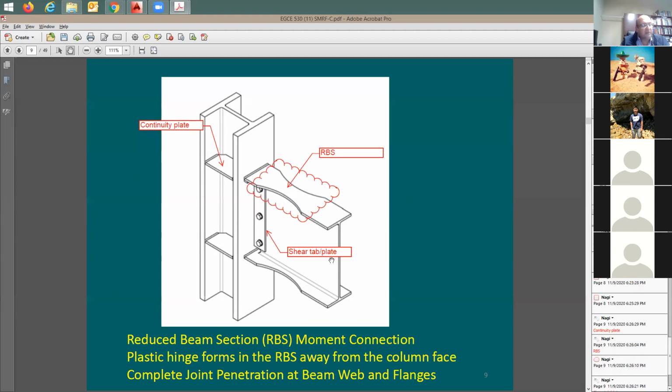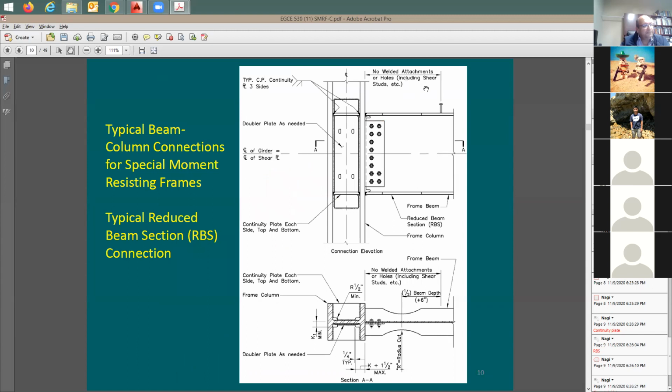We have also another thing that we call doubler plate. This doubler plate is a plate that we add next to the web. So you usually put it on one side, either this side or the other side, to make this web kind of thicker. In some cases, we have some trouble with this column web and we need to make it stronger. So we bring a plate and attach it here between these two continuity plates. Let me show it to you. Now here's the beam, shear tab, the RBS connection.